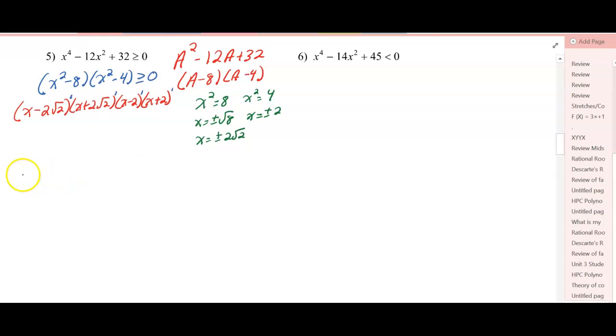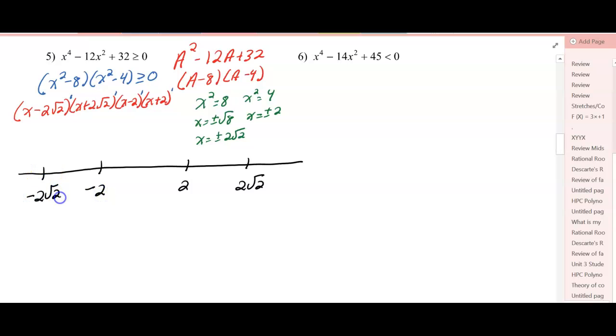So we're going to draw the number line here, and we're going to put all the critical values. So we have 2 root 2, negative 2, and negative 2 root 2. The multiplicities on each of these is 1. We want greater than or equal to 0, so I'm going to have solid dots on all these. Then I'm going to pick a number, say 10. Each term will be positive when I plug in 10, so the overall result is positive. And as I said, the multiplicities are 1, so it goes through. So this is a minus, plus, minus, plus.